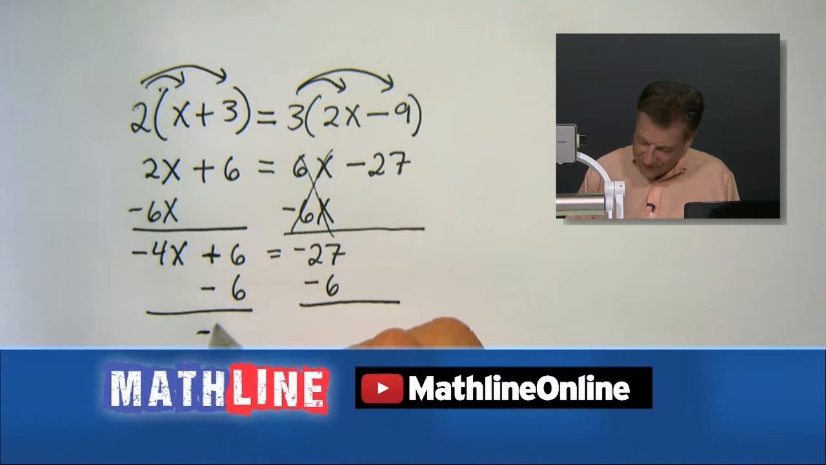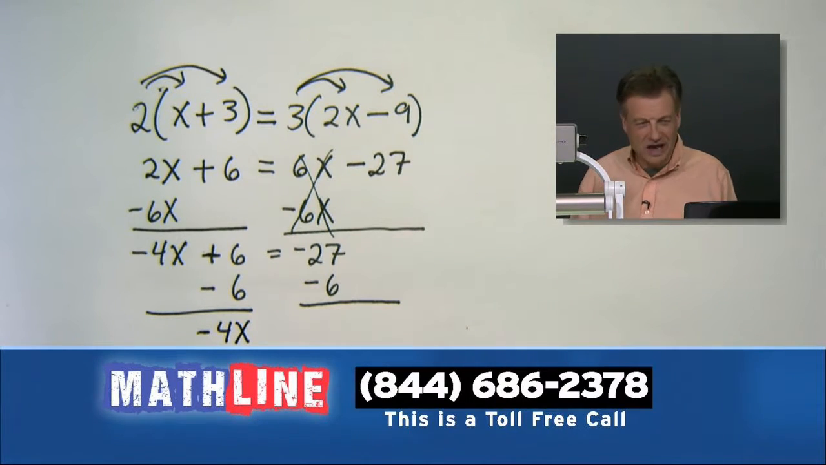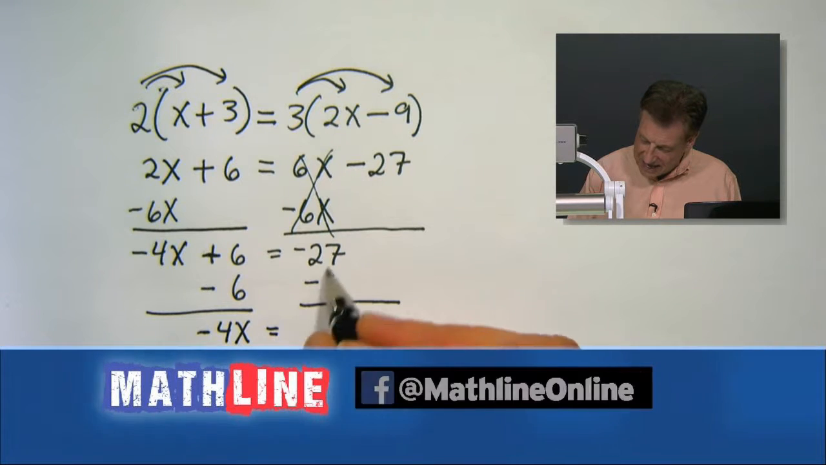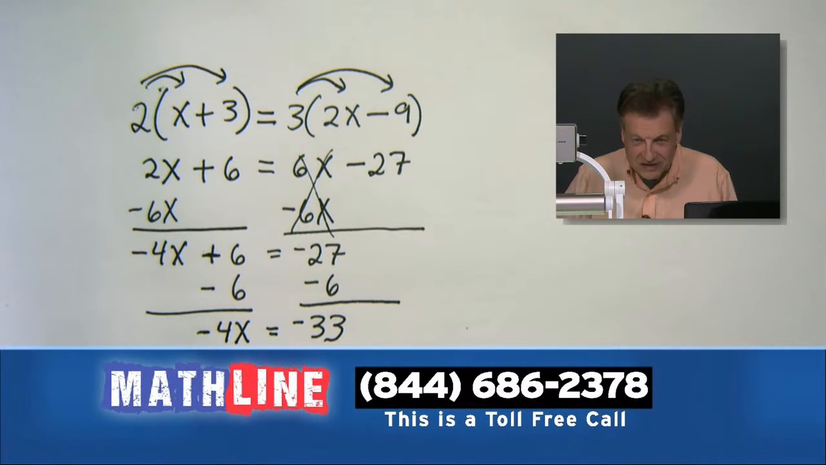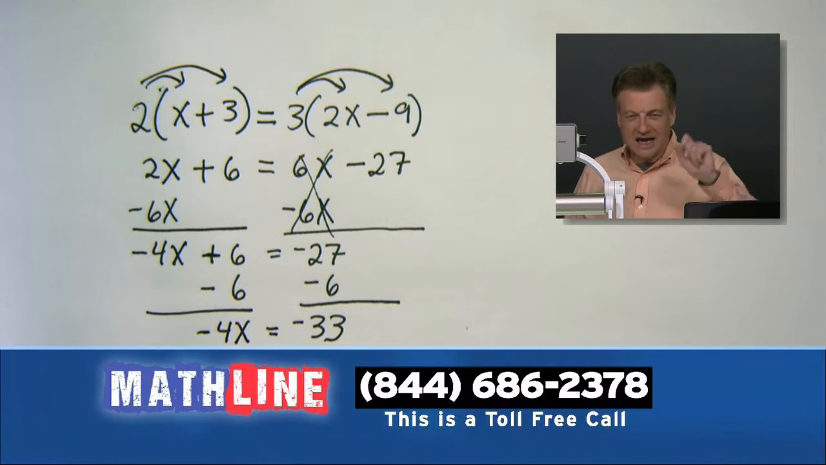And we have negative 4x. I might go to the calculator for the arithmetic on this one, my friends. Let's see, I get a negative 33. So far, so good. Now, I'm going to tell you.